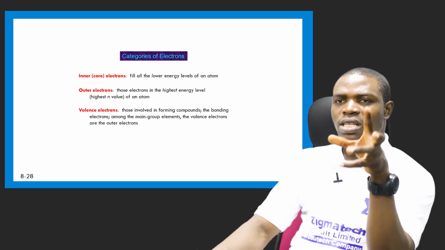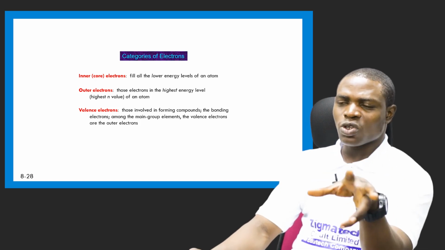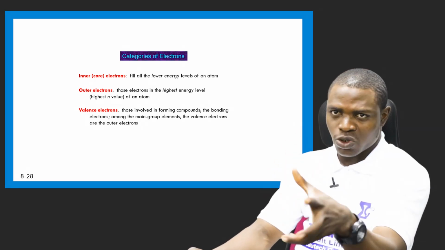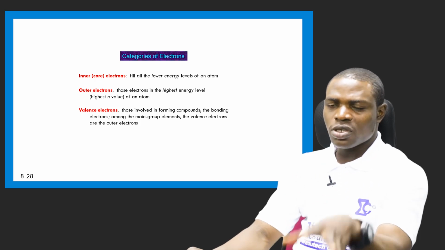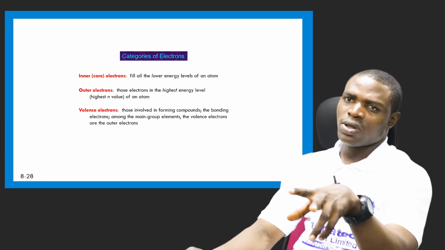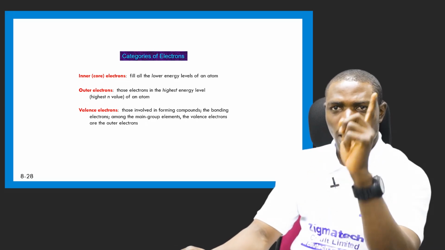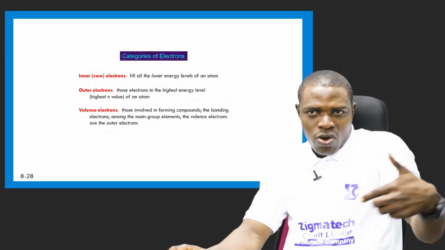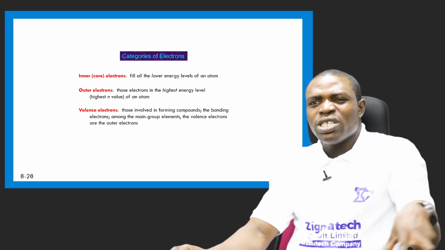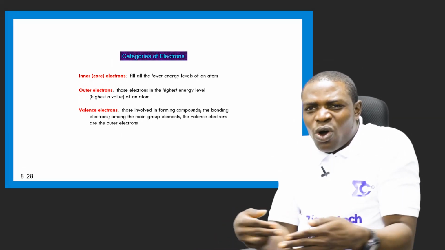Now, categories of electrons. There are 3 basic categories of electrons which you must know. In fact, if you check most of the well-known textbooks, most of them do not have this information. So it's very important you pay attention. This information is very vital. There are 3 categories of electrons. A chemist will tell you this, and if you're a bona fide chemistry student, you must know this. Number 1, we call them core electrons. These core electrons fill all the lower energy levels of an atom. We call them core electrons.